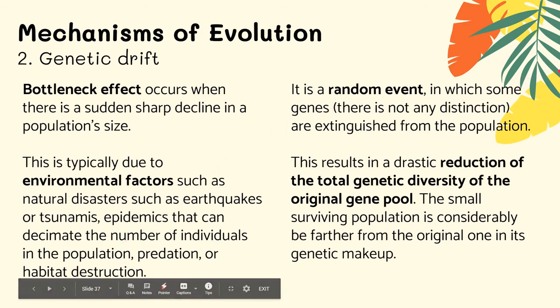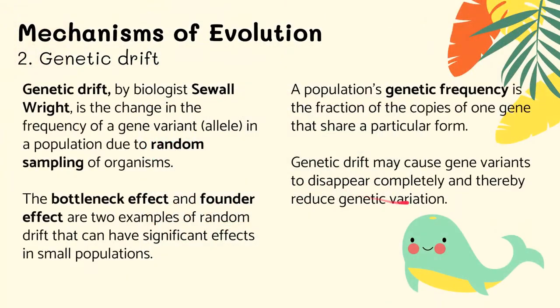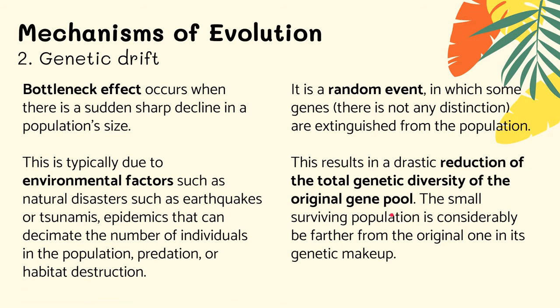It is a random event in which some genes are extinguished from the population for no fault of their own. Not because they are not well adapted, it's just that they're the ones who got caught in the fire, or they're the ones who got burned, or they're the ones who died during an earthquake. Because of that, this results in a drastic reduction of total genetic diversity. So again, genetic drift reduces the genetic variation in a population. There's no more variety. The small surviving population is considerably farther from the original one in its genetic makeup.